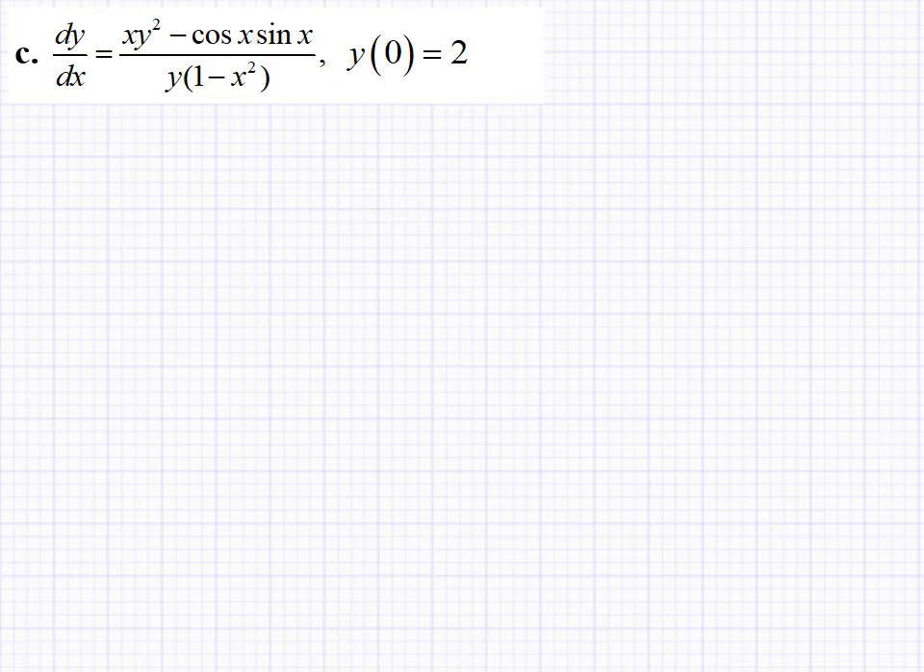So I'll cross multiply here. I'll move everything to one side so it's set equal to 0. In the end, we have this initial value component, which is just something we'll do after we solve it. But first, we'll solve the differential equation.